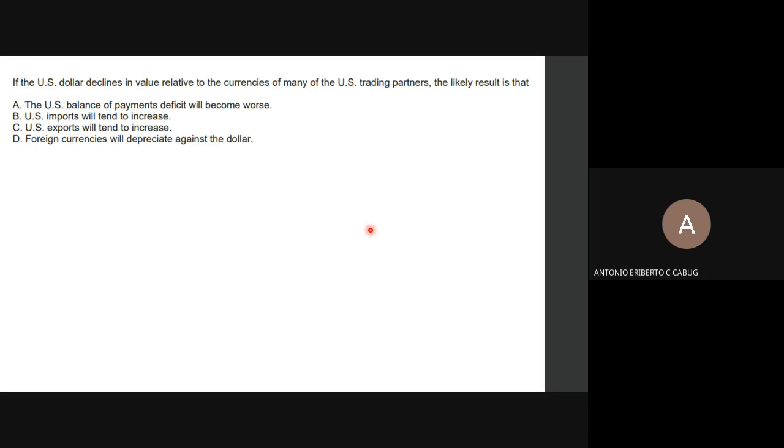Okay, of course, no? This one is easy. The US exports will tend to increase because the goods in the US will appear to be cheaper. They can easily sell across the globe. Okay, the correct answer is letter C.